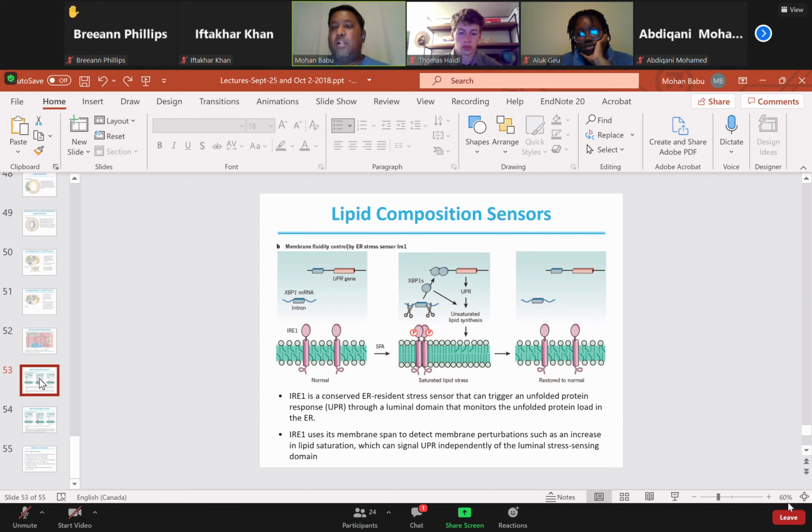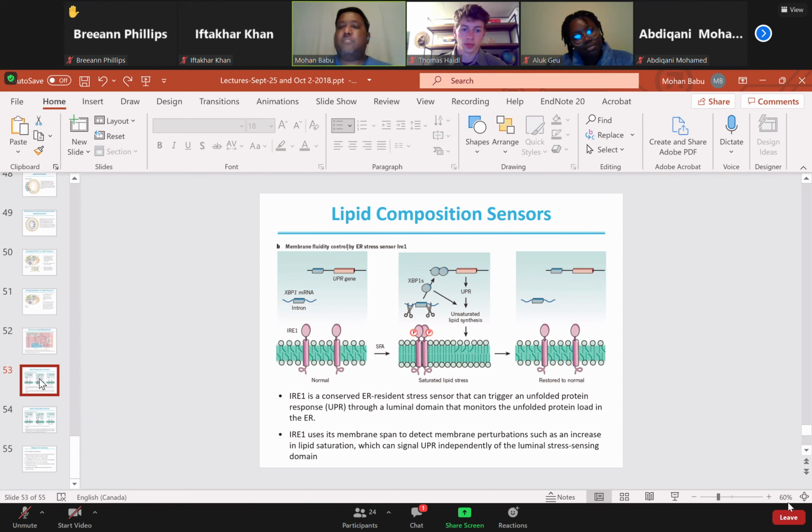The membranes will perturb in some fashion. Because membrane structure has to be intact. Am I right? The membrane cannot be broken down. So IRE1 spans the ER membrane, and it makes sure that the perturbations are not happening, because membrane architecture has to be maintained in order for normal homeostasis to happen. You understand? If a membrane gets broken, how can you have normal homeostasis? You cannot.